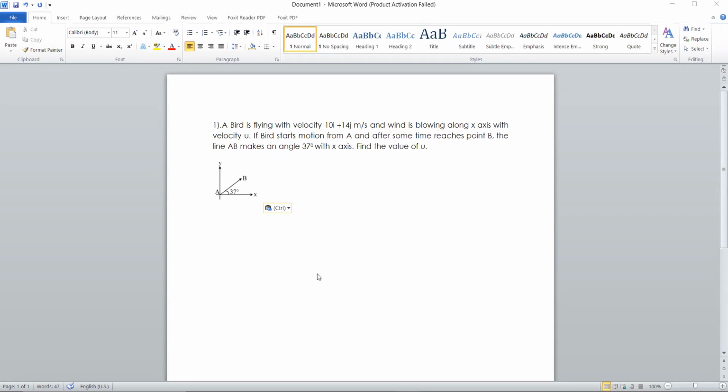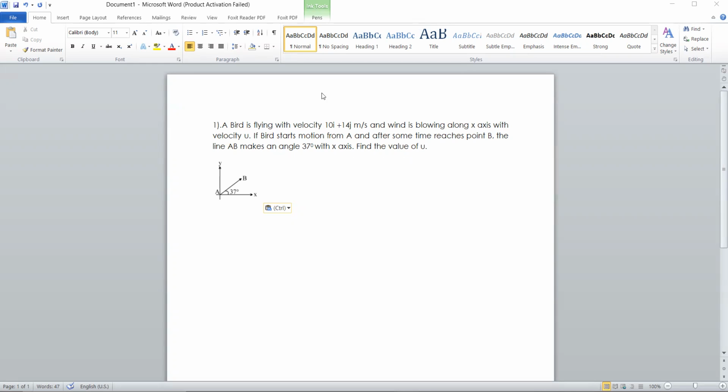So let us take the first problem, in which you can see a bird is flying. A bird is flying at a velocity of 10i plus 14j, and the wind is blowing it along the x-axis with the velocity u. A bird starts motion from A, and after some time it reaches point B. Then line AB makes an angle 37 degrees with the x-axis. Then find the value of wind.